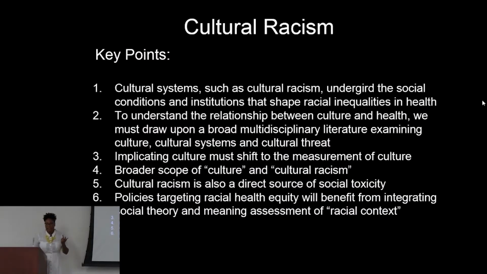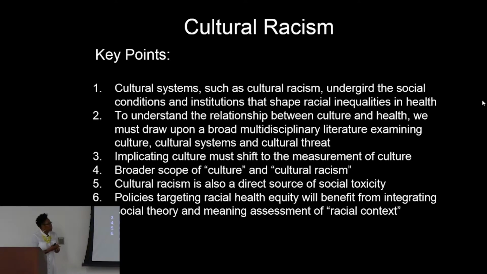So some of the key points that I want to pull out of this are that cultural systems, such as cultural racism, undergird the social conditions and institutions that shape racial inequalities in health. And to understand the relationship between culture and health, we must draw upon broad multidisciplinary literature that already examines culture, cultural systems, and cultural threat to help us put more meat to what this means, how we might begin to think more deeply about conceptualizing it, and certainly how we might measure some of these things in terms of their effects on health.